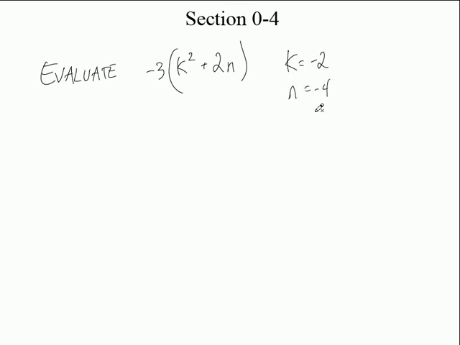We're going to evaluate. I'm going to write it down. Evaluate -3(k squared plus 2n). Now, if that's all I told you, you wouldn't be able to do anything with that. So you got to know what those letters are. So here they are. k is -2, n is -4, and p is 5.